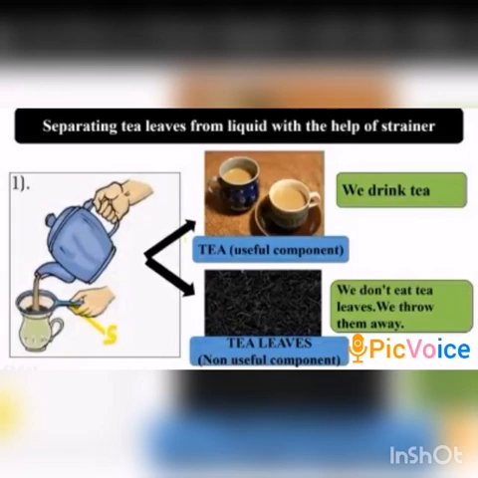Do you understand, children? Already I have told you, in this separation method, we separate the useful component from a non-useful component. When preparing tea, we add tea leaves, water, milk, sugar and make the tea. After making the tea, we separate the tea leaves from the tea.